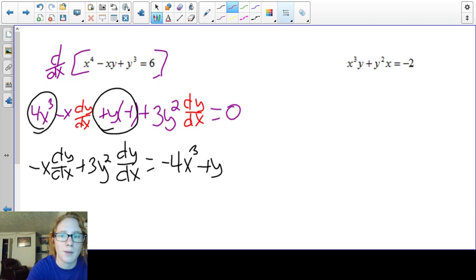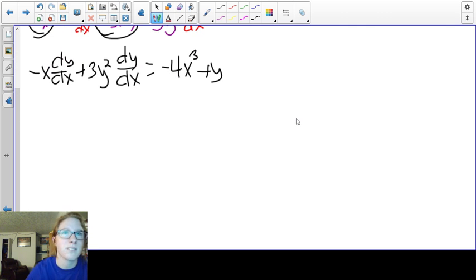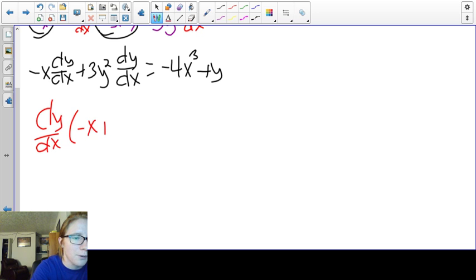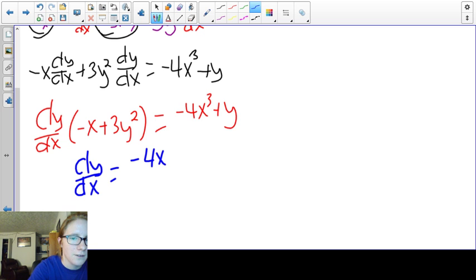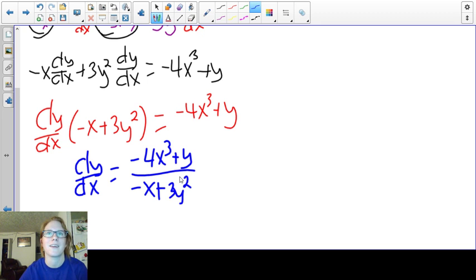Step 3. We factor out where we can factor. So I take that dy dx out of my -x plus 3y squared. Last step, we divide. So my dy dx is equal to -4x cubed plus y all over -x plus 3y squared. Again, I don't have anything that can factor out of any of this, so that is simply my answer.